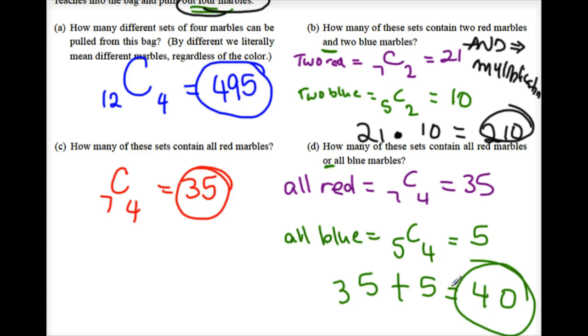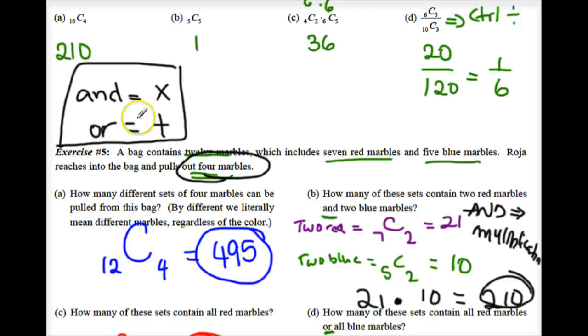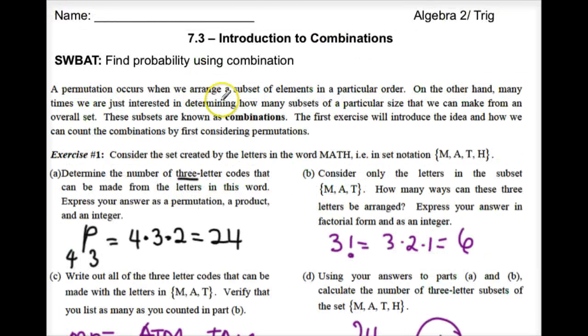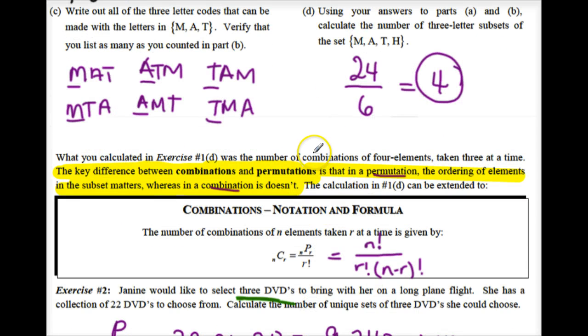Alrighty, I know that was a lot. So remember, whenever you see the word and, it means multiply. Or means addition. And going back to our first page, when the order matters, that's a permutation. If the order in which I'm picking out these objects does not matter, then that's a combination.